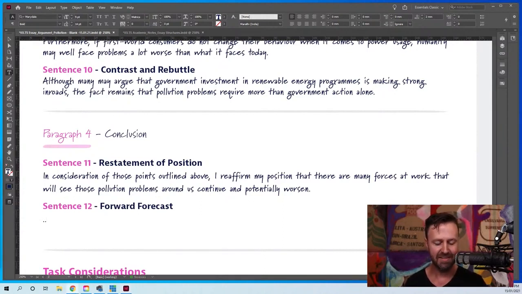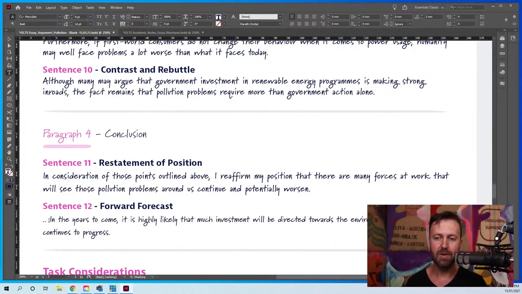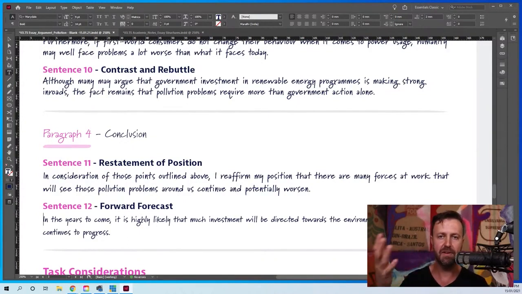All right. Last sentence of the essay. We're going to give some sort of forward forecast here. Just finish off the essay with a bit of a look into the future. In the years to come, it's highly likely that much investment will be directed towards the environment as mankind continues to progress. So we're not saying necessarily that it's going to get worse or better. We're just basically finishing by saying, yeah, we will most likely see a lot more money thrown at the environment because we're just going to continually progress and push and push.